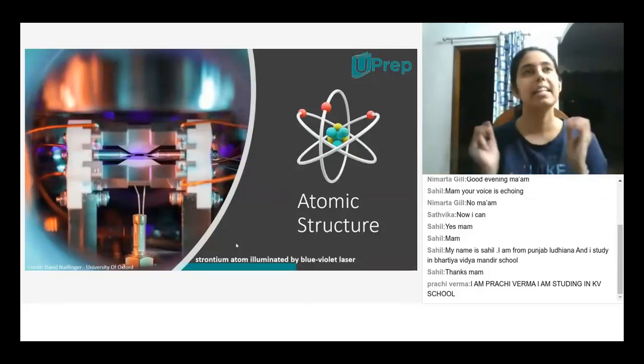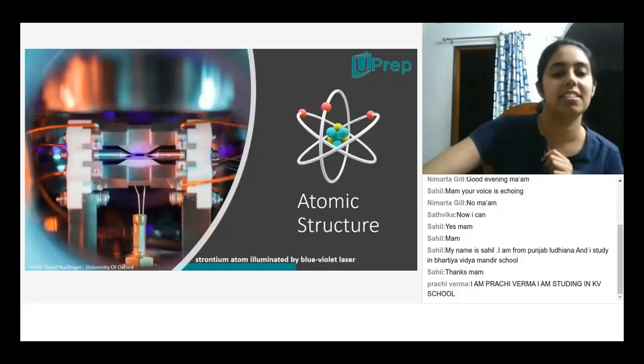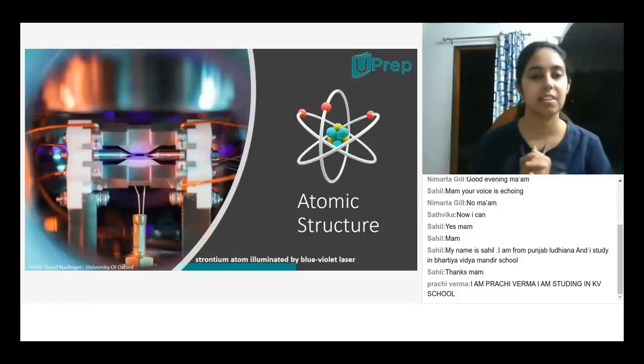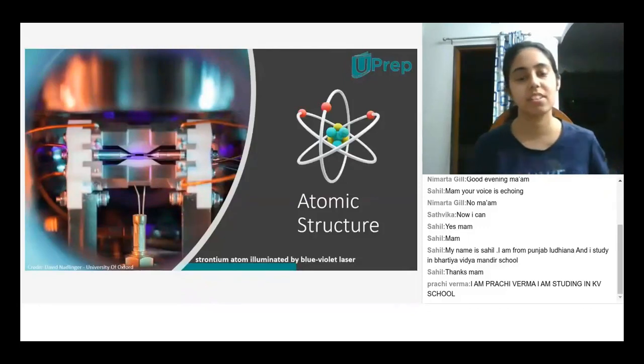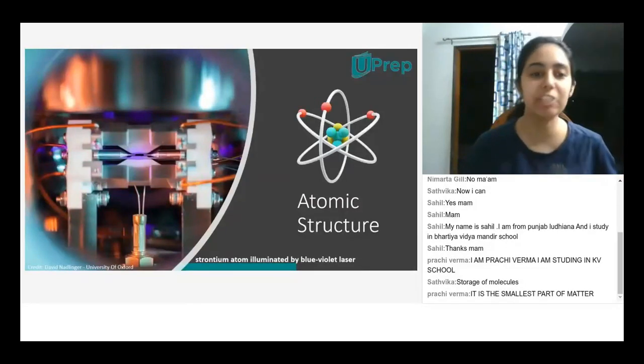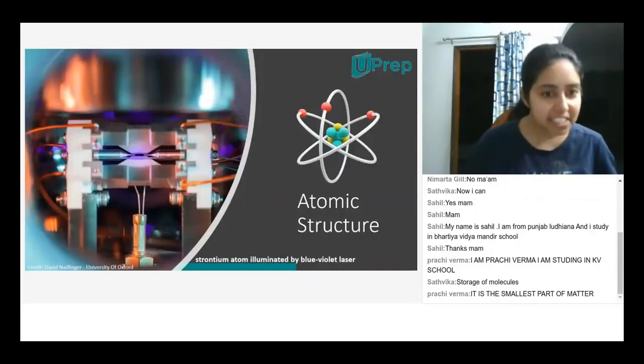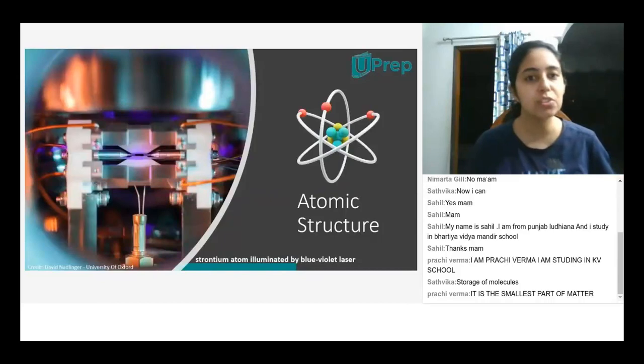An atom is, what is an atom? Do you guys know what an atom is? Smallest structure of a cell. It is the smallest unit of any substance. Smallest unit of any substance, okay? It is the smallest part of matter. It is storage of molecules.